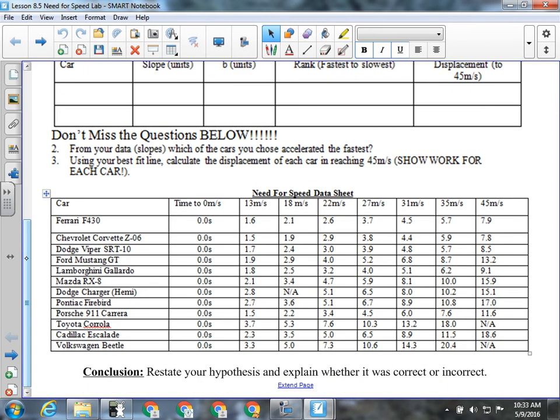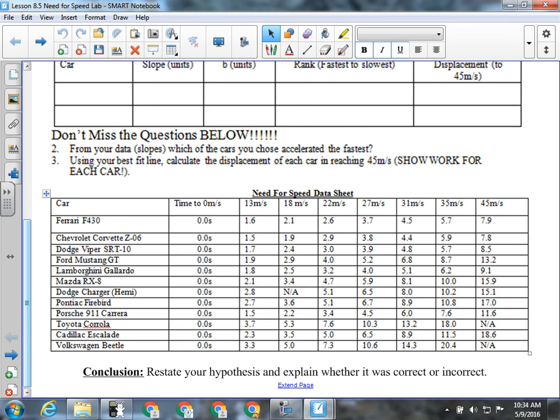Okay, so for question number 2, from your data slopes, which of the cars that you chose accelerated the fastest? That's basically filling in the rank portion here, but a little explanation is probably not a bad idea, right? For number 3, using your best fit line, calculate the displacement of each car in reaching 45 meters per second. On your sheet, I have provided further instruction.